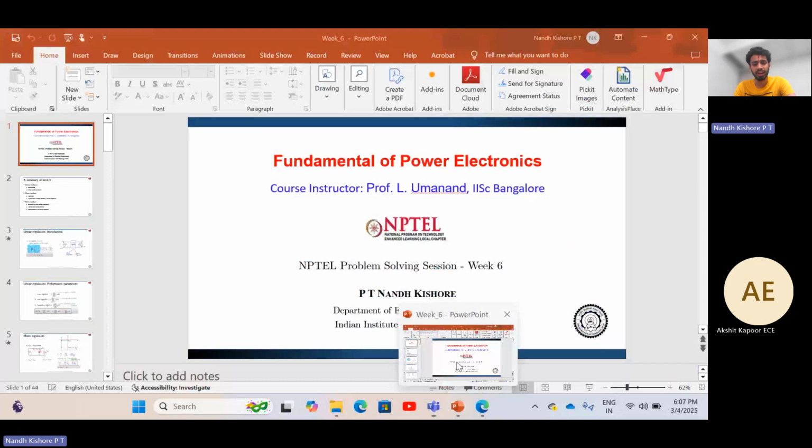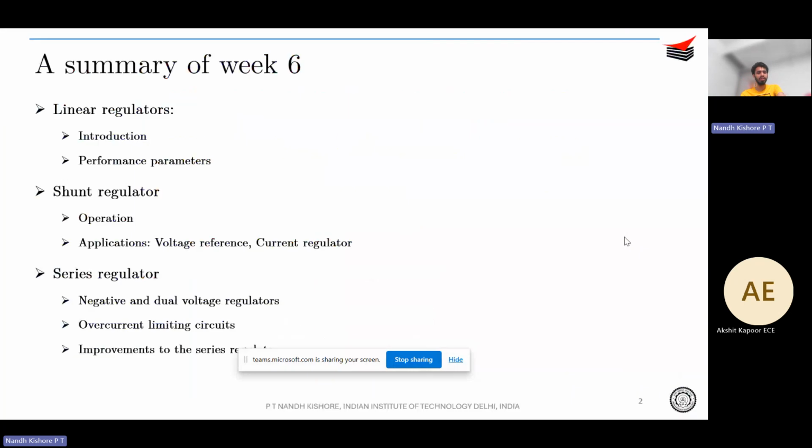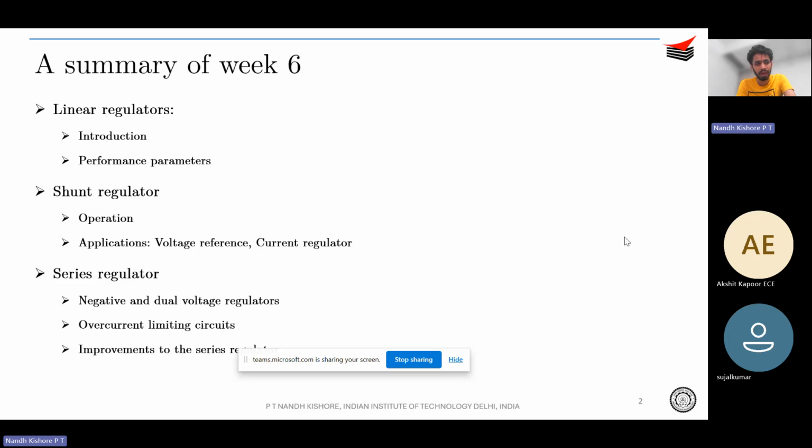Good evening once again, and welcome to this problem solving session for week 6. In this session, we will be covering problems on linear regulators. This week you went through linear regulators, had an introduction to that, and saw its various performance parameters, that is how you evaluate different regulators based on line regulation, load regulation, and of course the temperature dependency. Broadly, linear regulators can be classified into two: the shunt regulator and the series regulator.